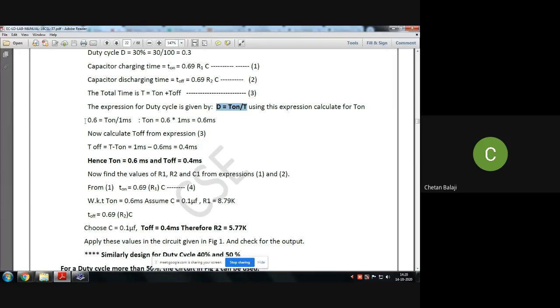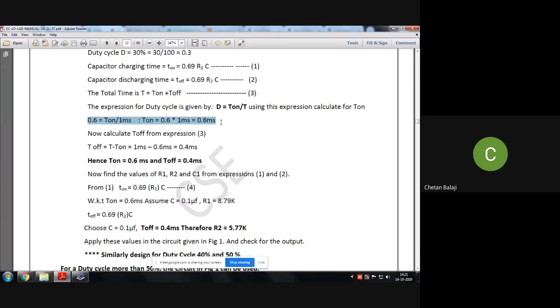0.6 equals T on by 1 millisecond. When you cross multiply, you will get T on equals 0.6 into 1 millisecond, which is equal to 0.6 milliseconds. Now I know T, and I even got the value of T on. Now you use formula number 3 here.